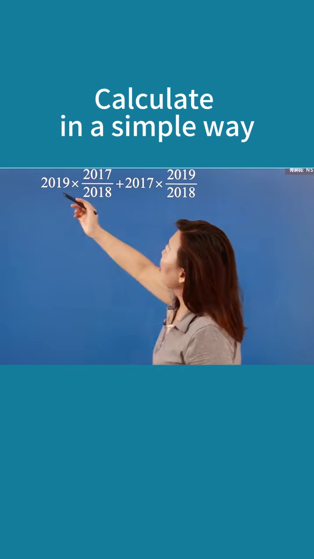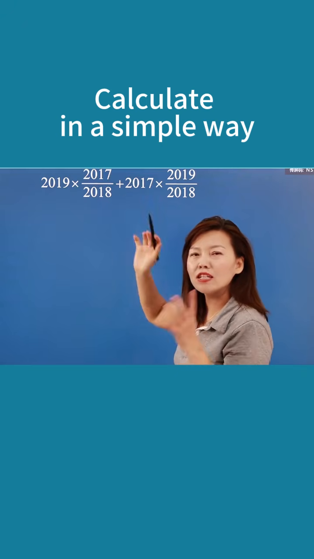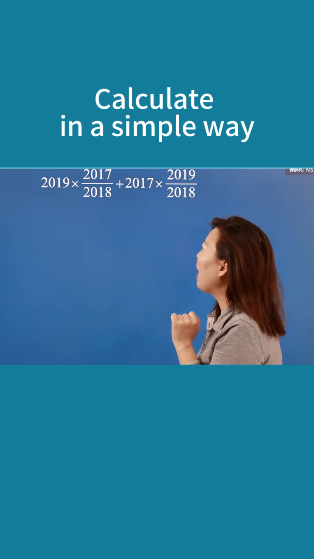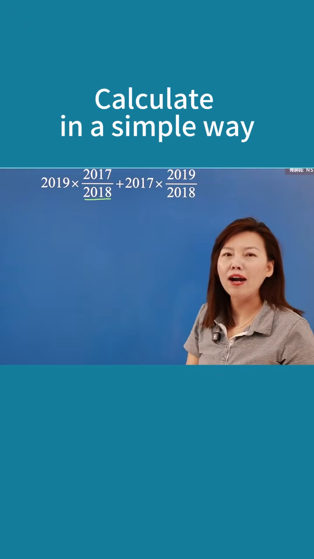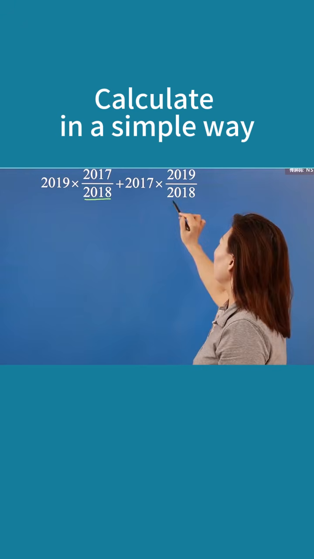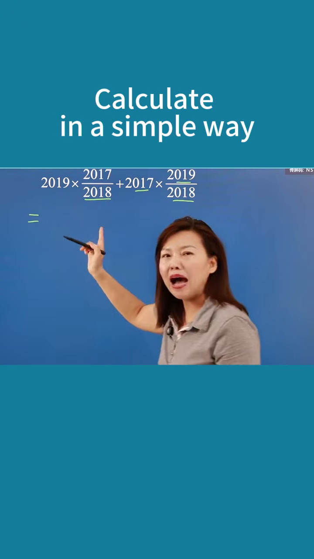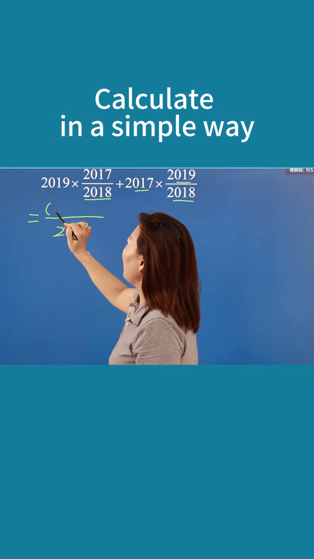Look at 2019, 2018, 2017. Aren't they all consecutive natural numbers with a difference of 1 between them? Isn't that right? What is the middle number? Isn't the middle number exactly the denominator, 2018? Now that we've found the pattern, how should we break it down? So taking 2018 as the middle number, we can break down 2019 into 2018 plus 1.